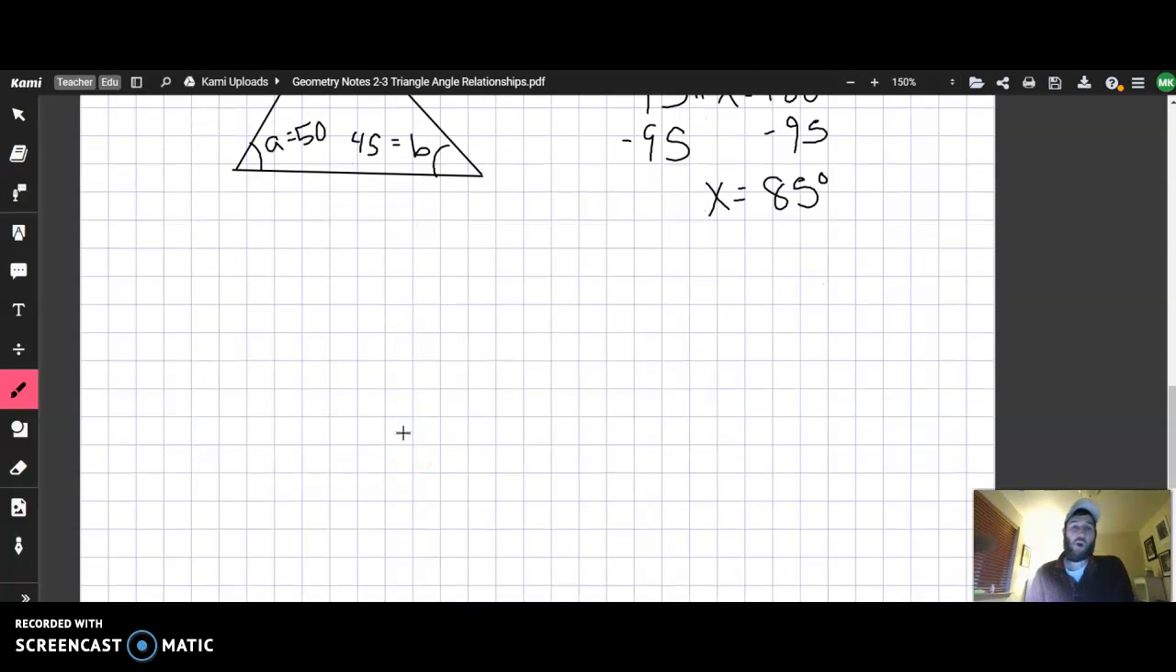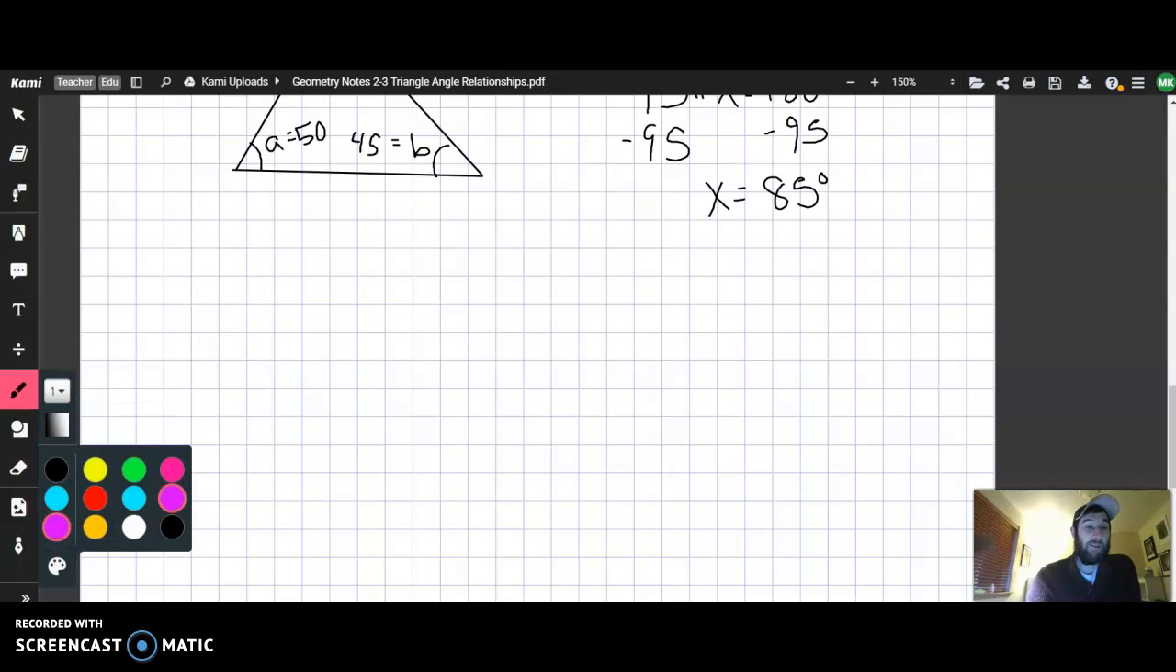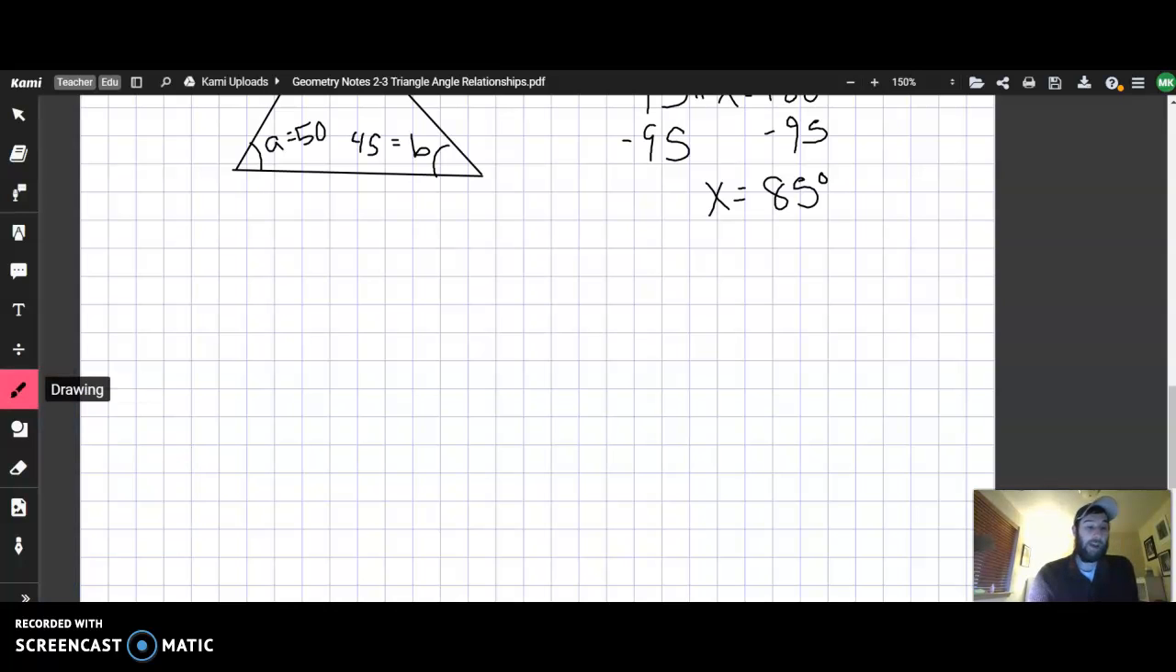All right, ladies and gentlemen, one last example. So in this last example, we're going to look at a different type of triangle. We're going to look at a right triangle. So a right triangle is a triangle that has one angle equal to 90 degrees.